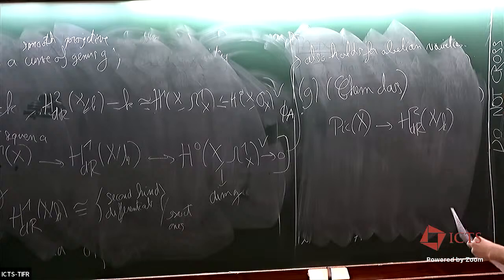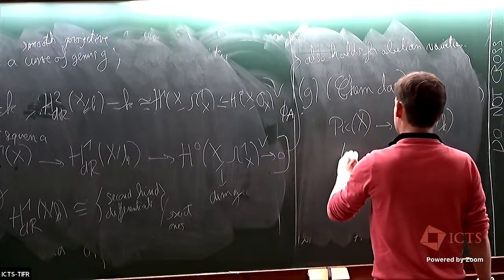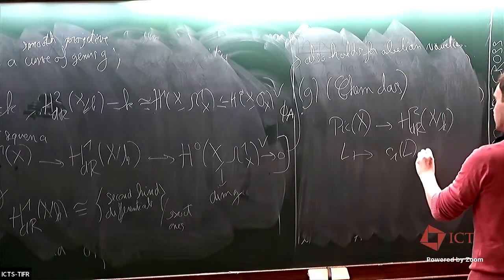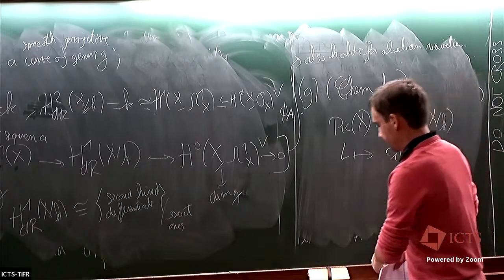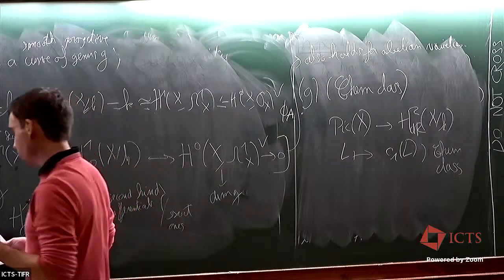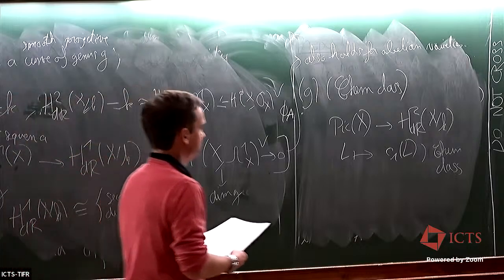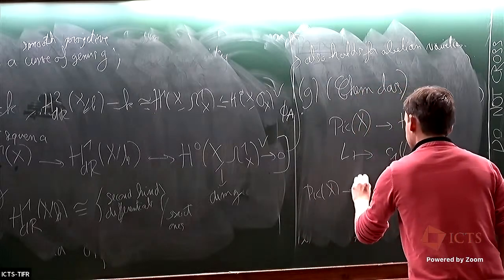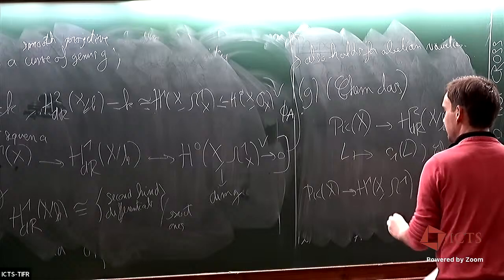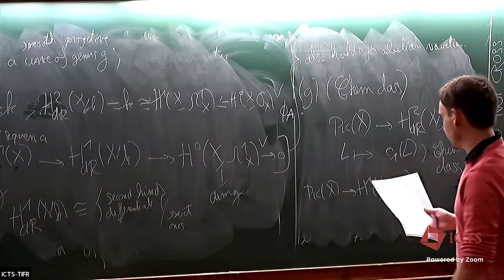Here, by cohomological arguments, to L it associates c1 of L, call it the Chern class. Just maybe take it for now as a black box. I can convince you that we can at least go from the Picard group to H1 of X, Omega 1. This one is not too difficult.